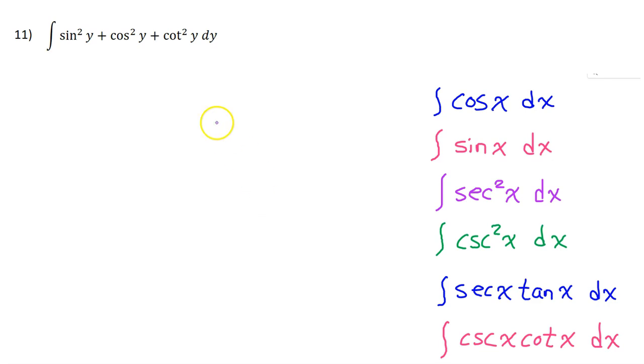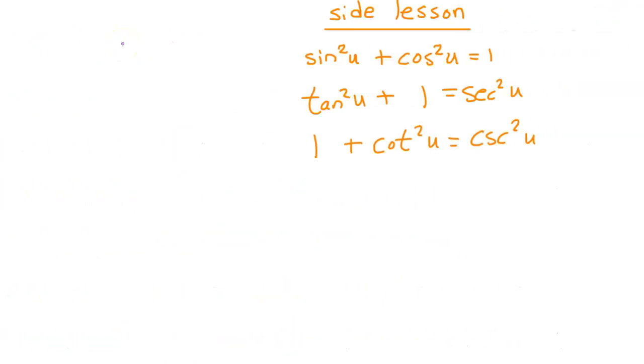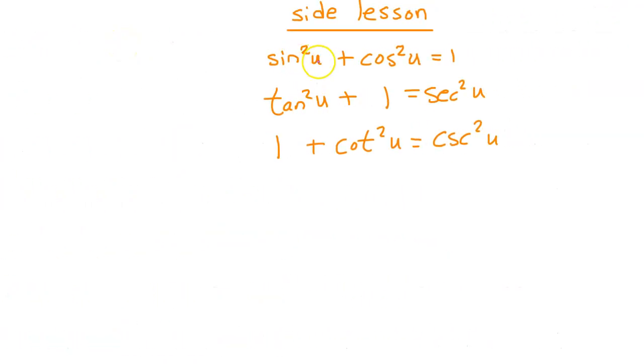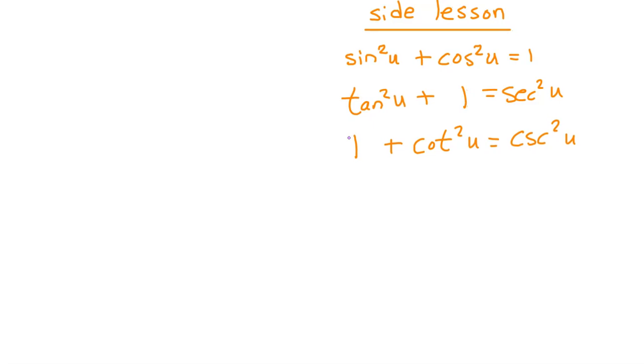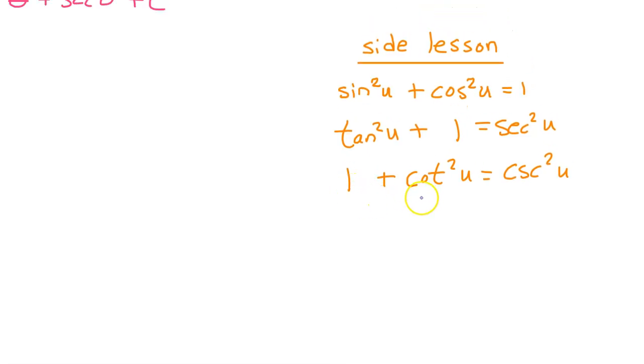Last chance to do one by yourself, so pause the video and give it a shot. Here's a hint. What can we do with this? Well, I just reminded you in the side lesson that sine squared plus cosine squared is equal to 1. So let's make that substitution. How about now? Cotangent squared is still not on the list. But back to the side lesson, this is one of our Pythagorean identities. 1 plus cotangent squared is cosecant squared.